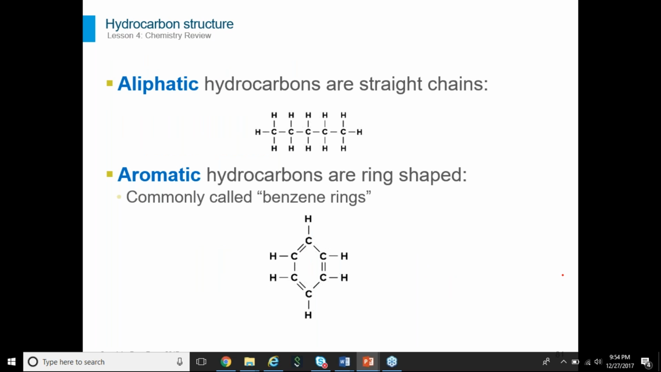And another thing about the structure of the atoms is we can have aliphatic carbons, where they're in straight chains, or aromatic hydrocarbons where they're ring-shaped. And this particular type of ring, like we're looking at, is also called a benzene ring.